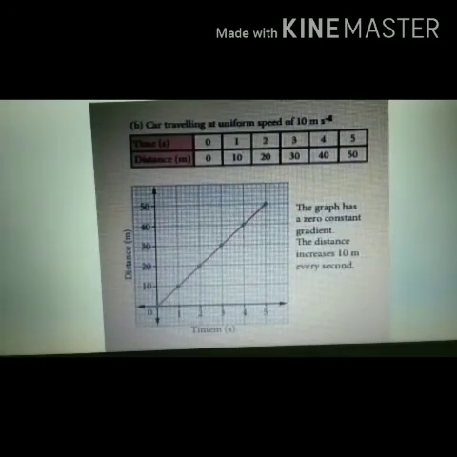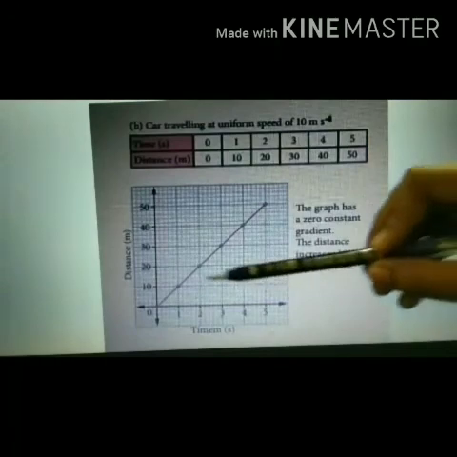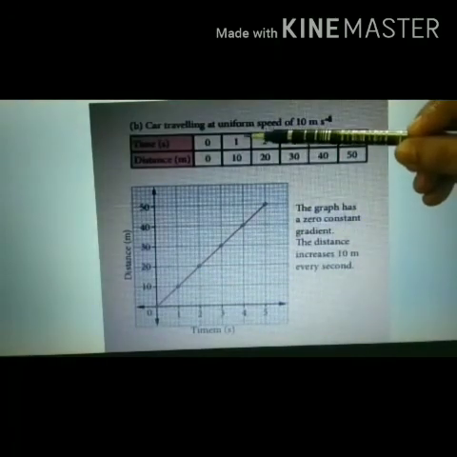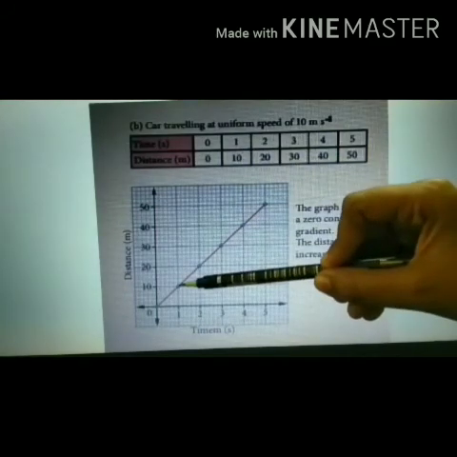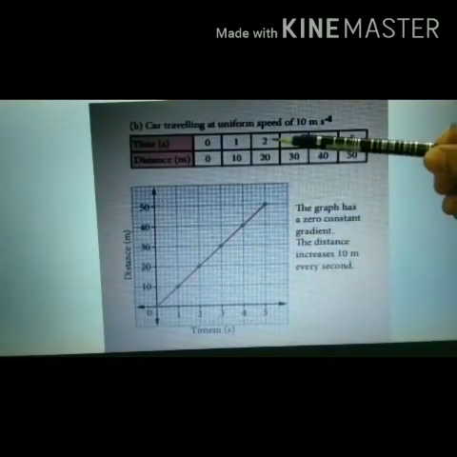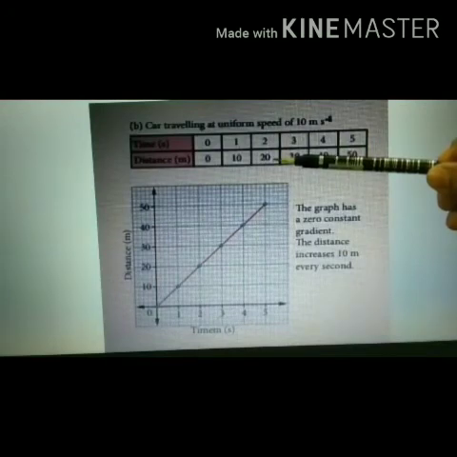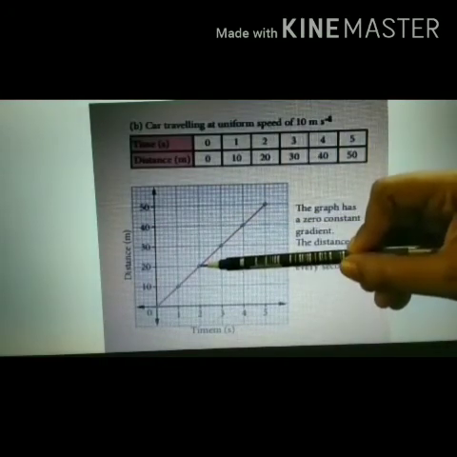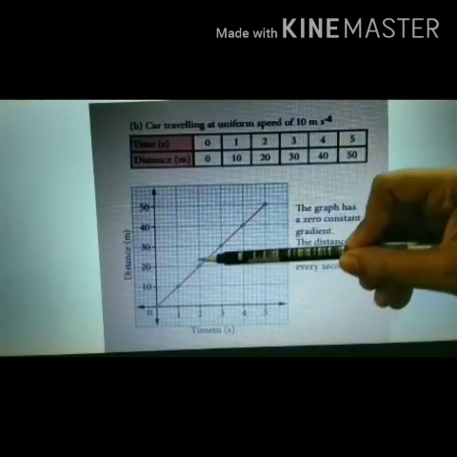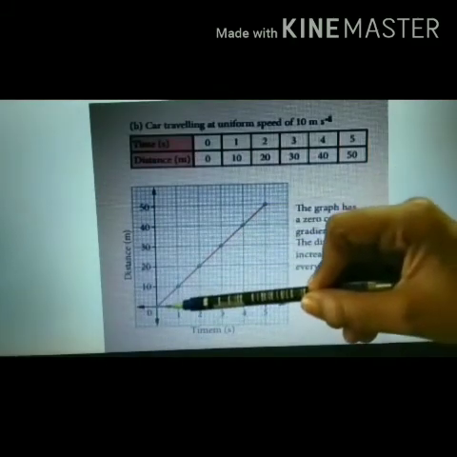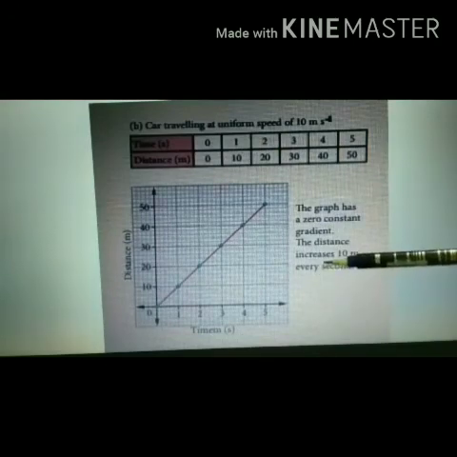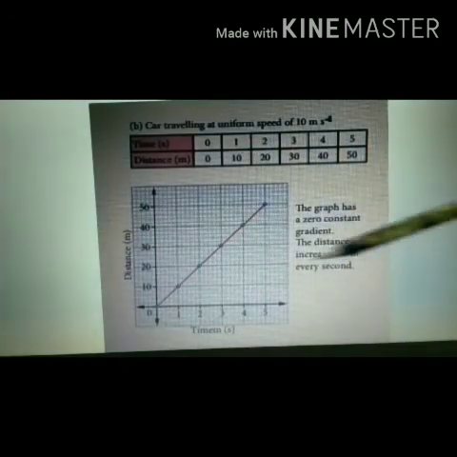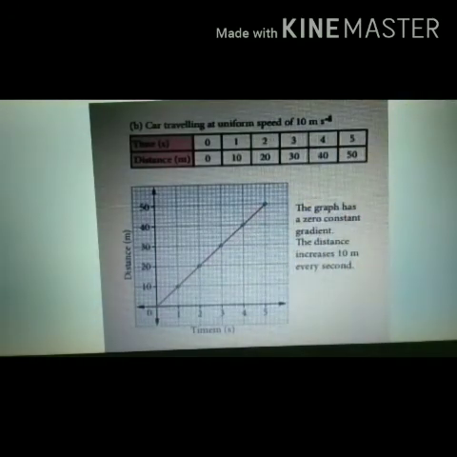And now you need to plot a graph. For example, when the time is 1 and the distance is 10, your point will be here. If the time is 2 seconds and the distance covered is 20 meter, your point will be here. Likewise, you need to mark the points and join all the points. And here also the distance will be increasing by about 10 meter every second, and you will get a straight line over here.